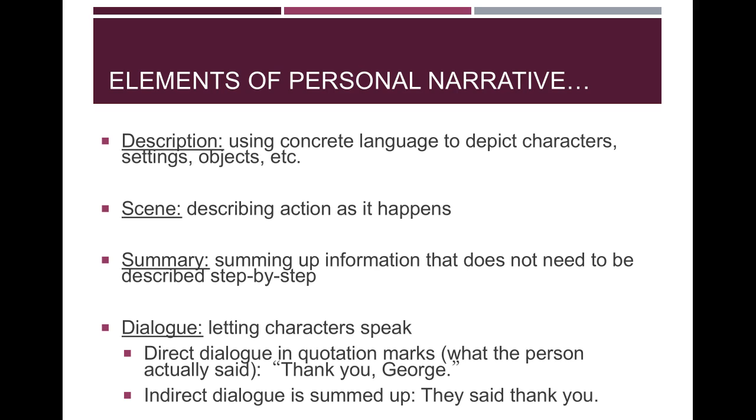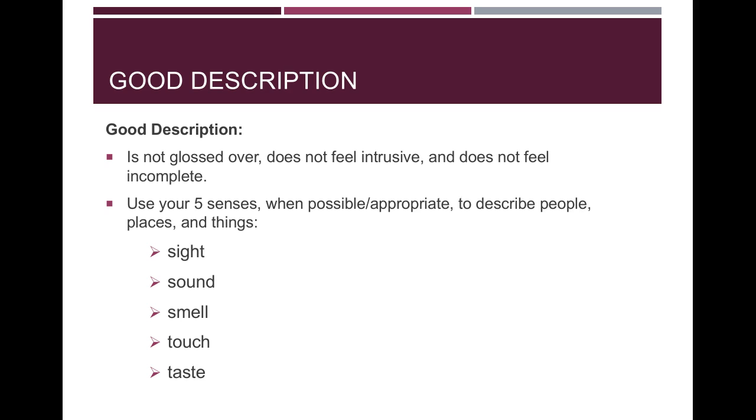And then we have dialogue, which is letting characters speak, and you can let them speak in two primary ways. The first is direct dialogue, which is indicated with quotation marks, and it indicates this is what the person actually said. Indirect dialogue is where you are summing up what they said. So it's not in quotation marks because it's not exactly word for word what they said, but a high level overview of what they said. Good description is not glossed over, does not feel intrusive, does not feel incomplete, and you use your five senses whenever possible and appropriate to describe people, places, and things.